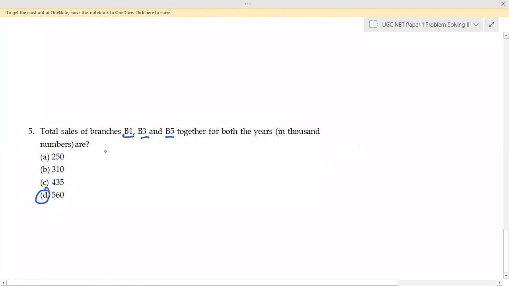So we got the total. Very simple question, very direct question. They're just asking us to get the total for these three branches for the 2 years. So we'll have to take all the 6 numbers, 6 sales values from the table. We have to just add those values. Just now we got the addition, we got it to be 560, and that 560 is readily available at option D. And this is the answer for our fifth question.